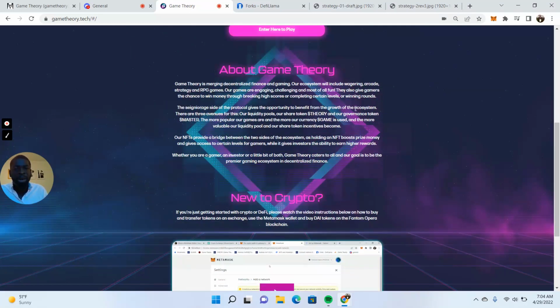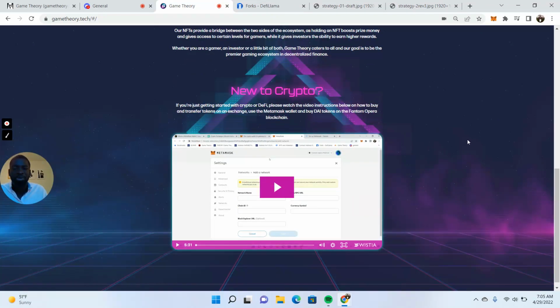You can see the about Game Theory. So it just, again, gives an overview of what it is that we're doing. One side talks about the gaming side of the platform. The other side talks about the investment side of the platform. And then we have our NFTs, which interact with both sides of the platform. And then we just have a new to crypto video here too.